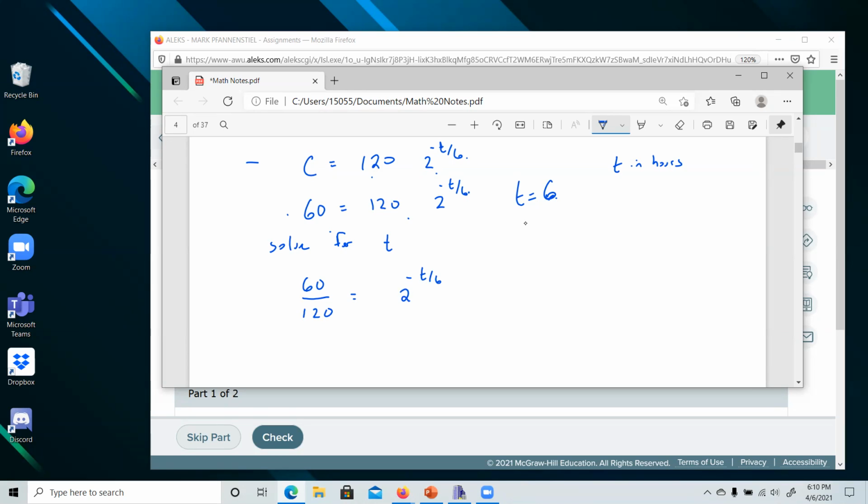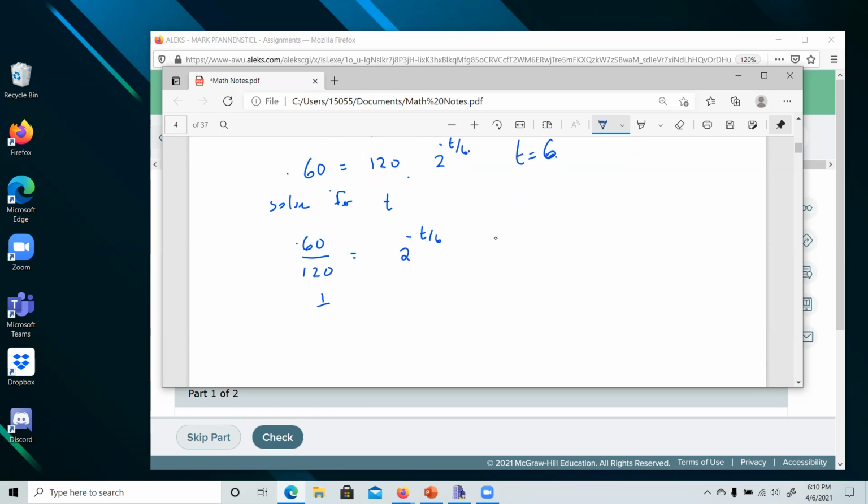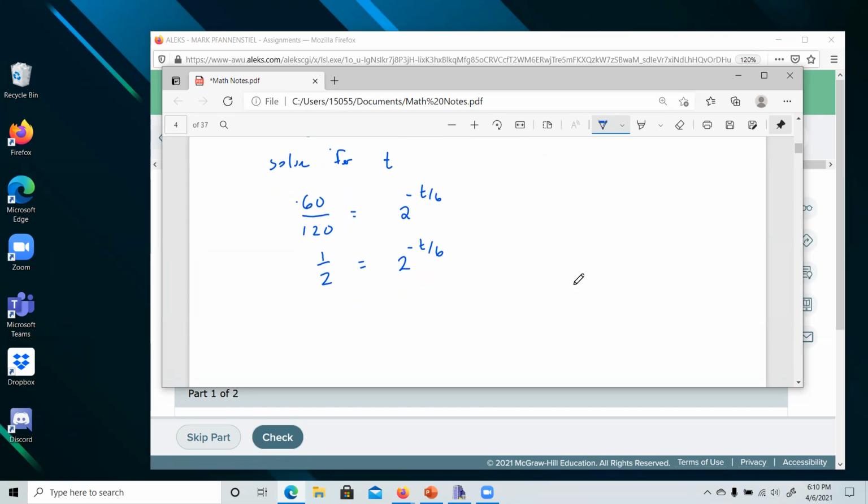Okay, so the first thing I'm going to do is take this coefficient and move it out in front. So at this point we've got 1/2 is equal to 2 to the negative t over 6. Just by moving this coefficient away. So now we have a variable that's in the exponent position. How do we deal with that? Now we're going to take a logarithm. So I'll use this: log of 1/2 is equal to log of 2 to the negative t over 6.